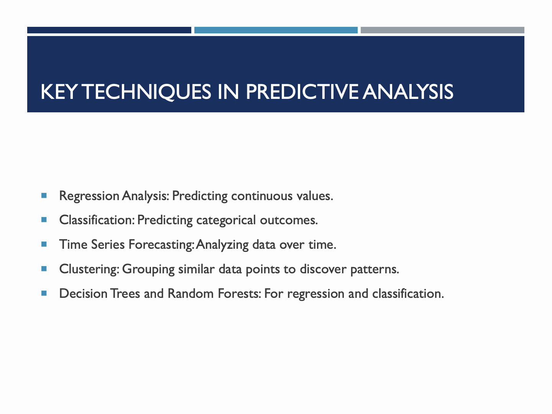Then we have classification. So classification is used for predicting categorical outcomes. Think of classification as the process of assigning labels to data based on its attributes. Examples include predicting whether an email is spam or not, or categorizing customer feedback as positive, neutral, or negative. So this is called classification.